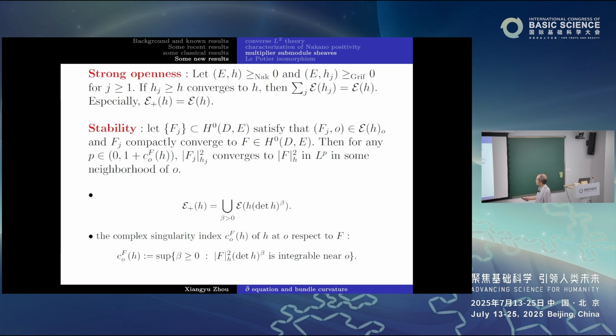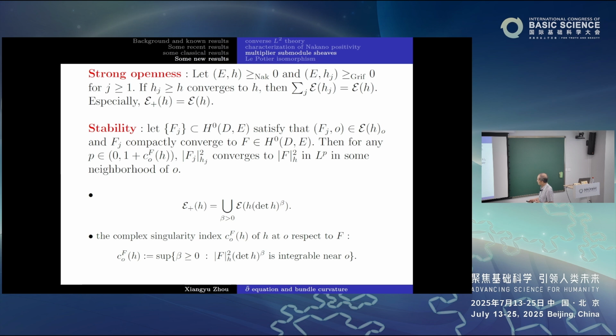So the meaning is as follows. If we have this convergence of the singular metrics, then we get this equality. In particular, this sheaf, asymptotic, is equal to the multiplier submodule sheaf. Here, the determinant of the metric plays an important role.